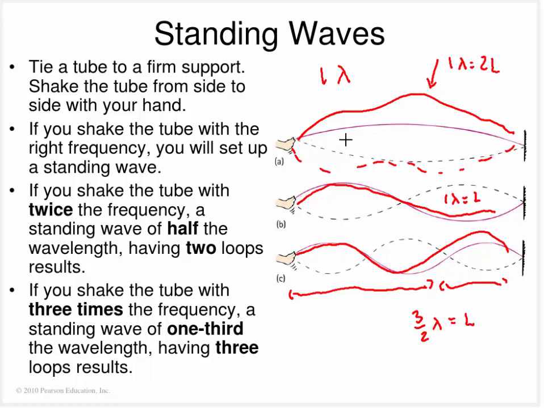Now, incidentally, the wave speed is going to be the same for all these because the tension is always going to be the same and the mass is always going to be the same. So what's happening is we're shaking it faster and the wavelength correspondingly has to change.